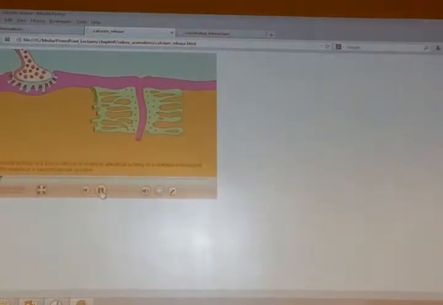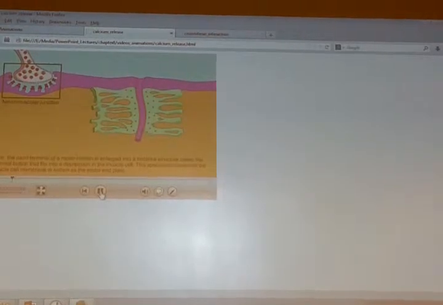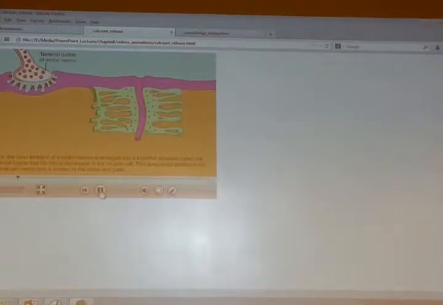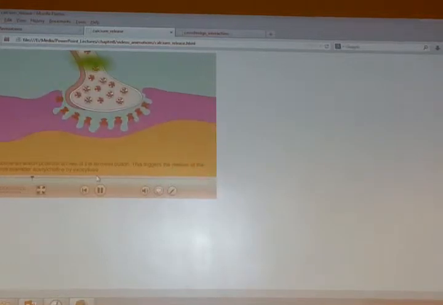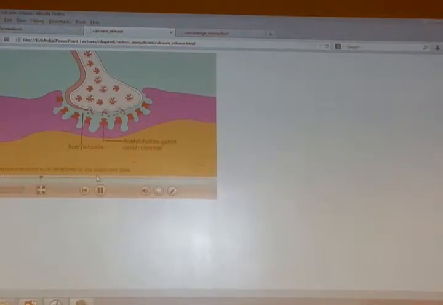Electrical activity in a motor neuron is linked to electrical activity in a skeletal muscle cell by the events at a neuromuscular junction. Here, the axon terminal of a motor neuron is enlarged into a knob-like structure called the terminal button that fits into a depression in the muscle cell. This specialized portion of the muscle cell membrane is known as the motor end plate. Suppose an action potential arrives at the terminal button. This triggers the release of the neurotransmitter acetylcholine by exocytosis.